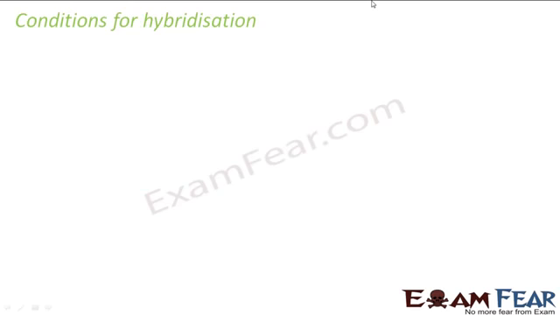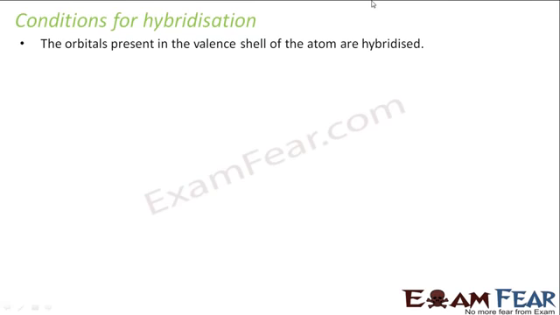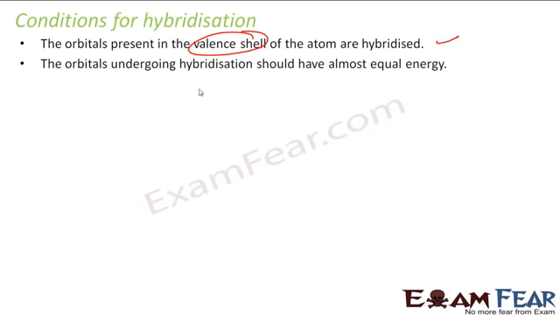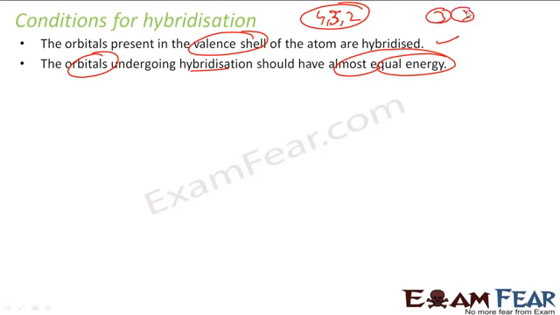Before we go further, let's understand the conditions for hybridization. The first condition is that the orbitals present in the valence shell only take part in hybridization. The second condition is that the orbitals that are undergoing hybridization should have almost equal energy. For example, I told 4, 3, 2 by 2, I think. Yeah. See, they hybridize, they'll form 3 hybrid orbitals of the same energy and same shape, but these are almost equal energy, right?